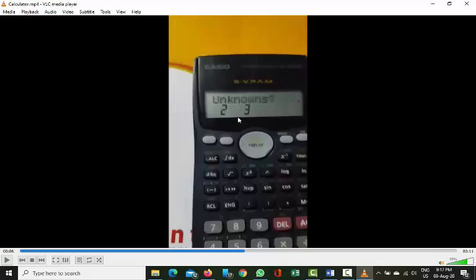So if you are using the old form of calculator and you have 2 variables in the equation, you will press 2 here. If you have this type of calculator and you are solving a set of equations with 2 variables, then after you get this question, you should press number 2, and then equal, right?